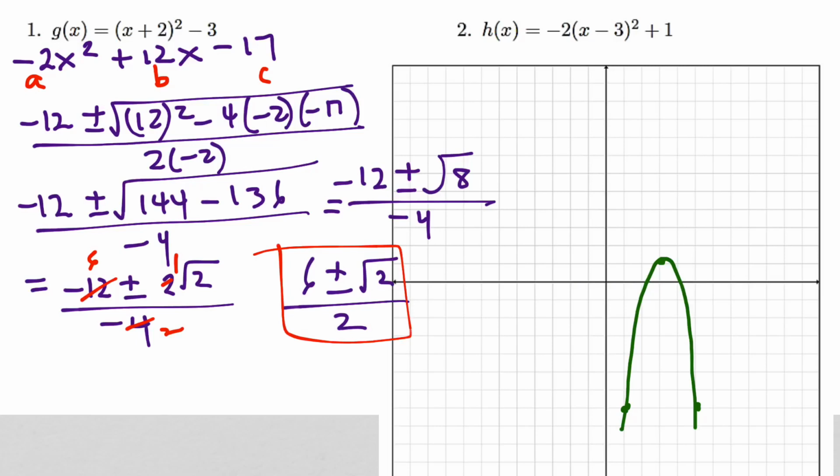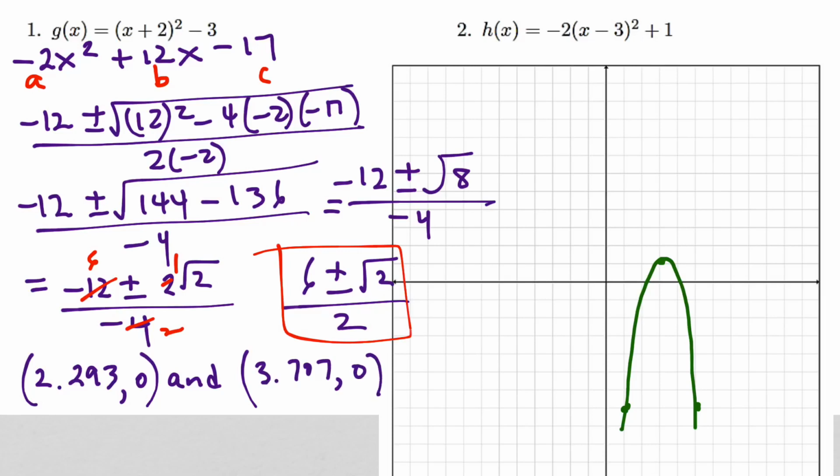Okay, so these are my x coordinates. Now if I type those in, I've got 6 minus root 2 over 2, so I went ahead and punched that into the calculator, and I've got 2.293, rounded to 3 decimal places. So one of my x-intercepts is this, and the other one is 6 plus root 2 all over 2, and you would get 3.707 if you typed it in. That's my other x-intercept. Okay, so that's these 2 points right here. Those are your x-intercepts or your solutions.